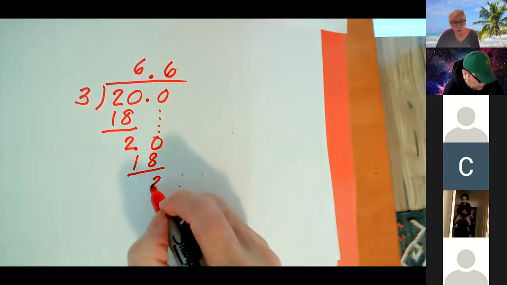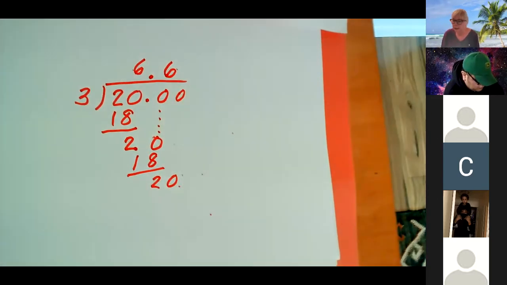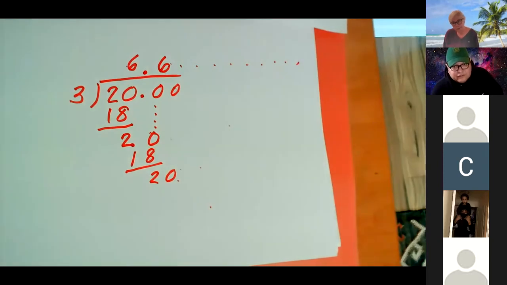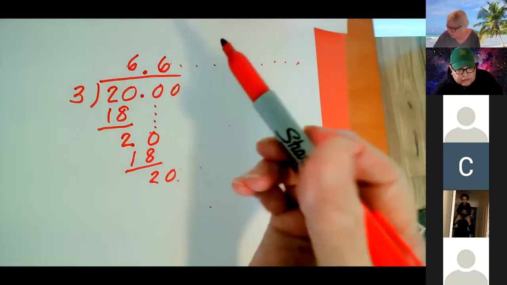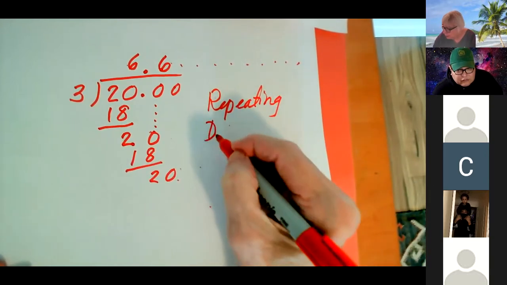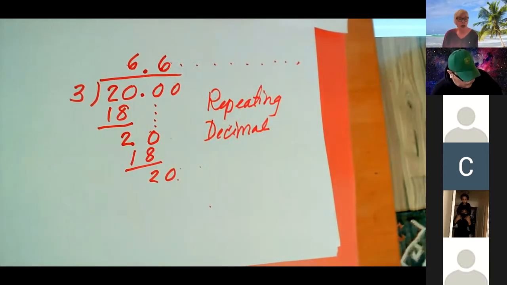How far do you have to go before you say, oh my gosh, I'm in a loop here, right? And so this 6 will go on forever. Well, certain numbers create this. This is called a repeating decimal. And it doesn't stop. And so when you have a repeating decimal, you've got to find a way to stop because you can't finish it. There's no finish to it.